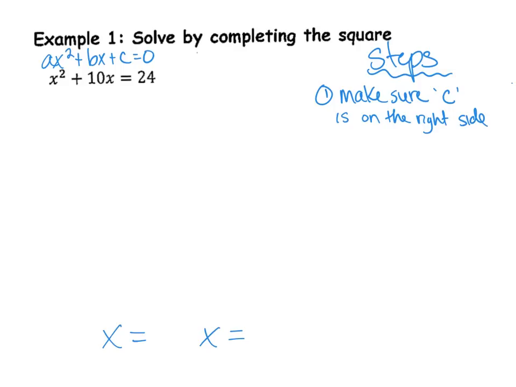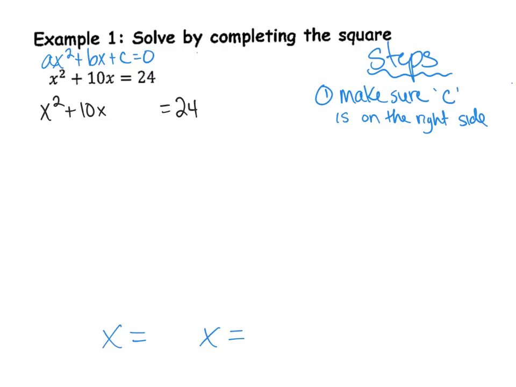I would like you, underneath this black x squared plus 10x equals 24, to rewrite it, but I need you to leave a space right here. I need you to leave a big space after 10x, because what we're going to do now is complete the square and then factor this trinomial that we're going to get. Okay.